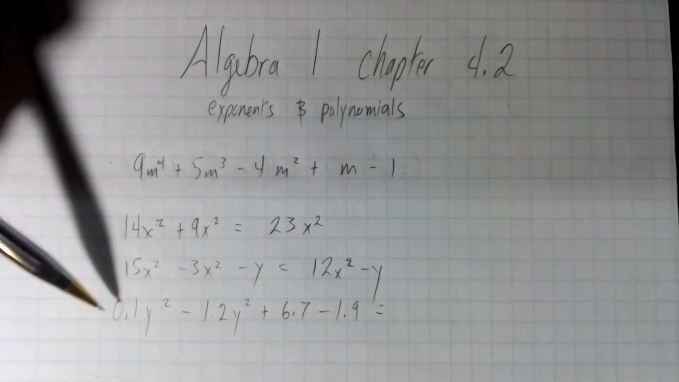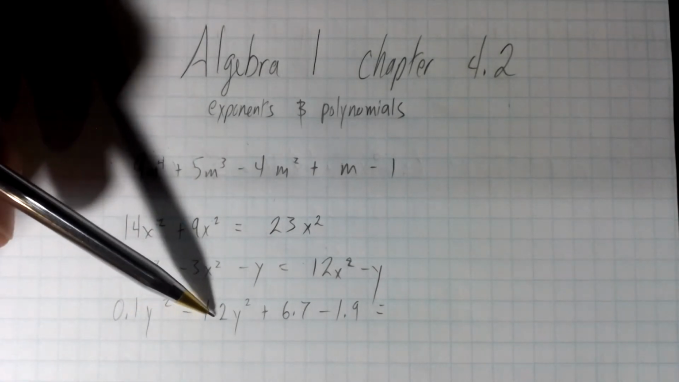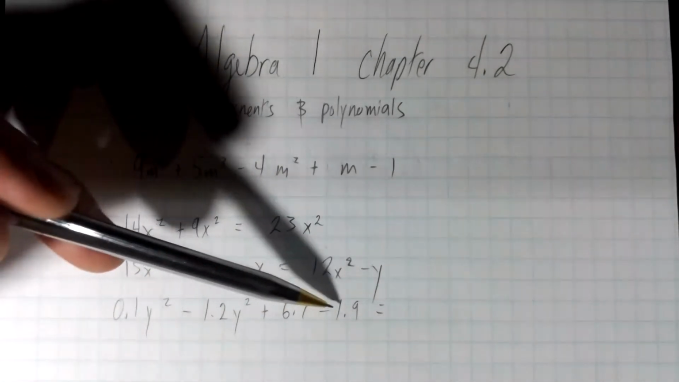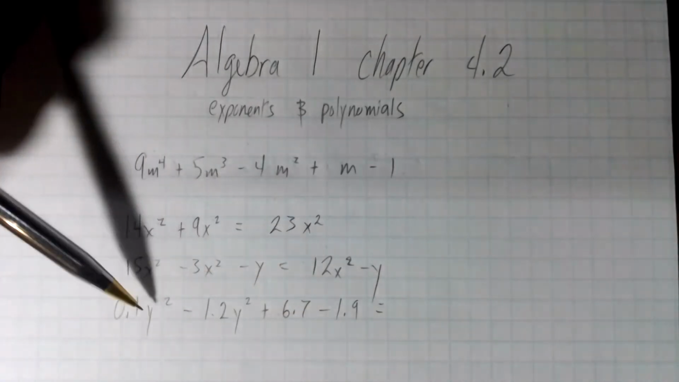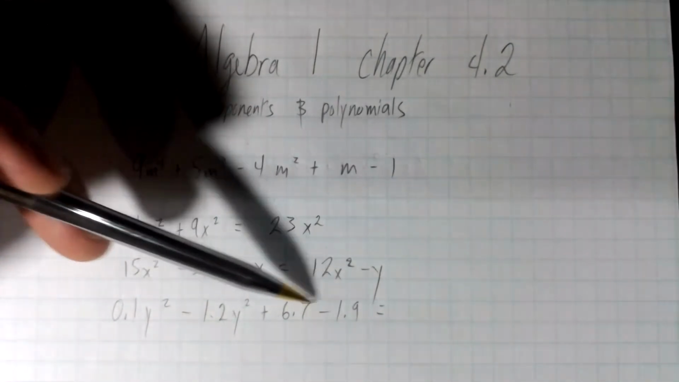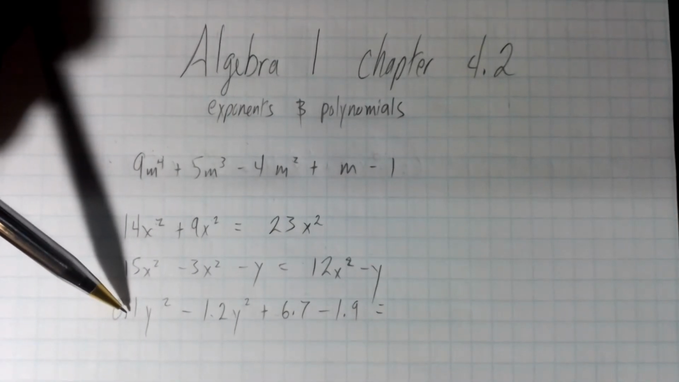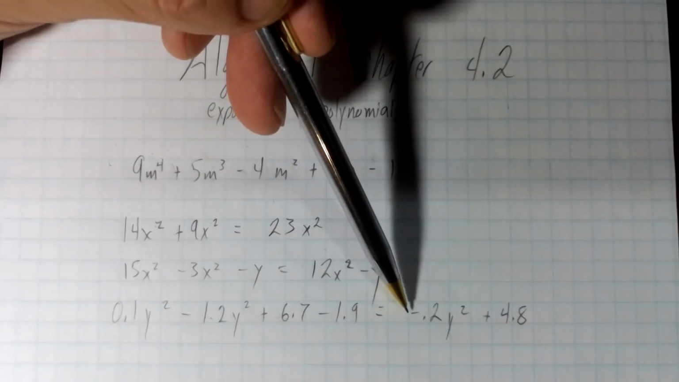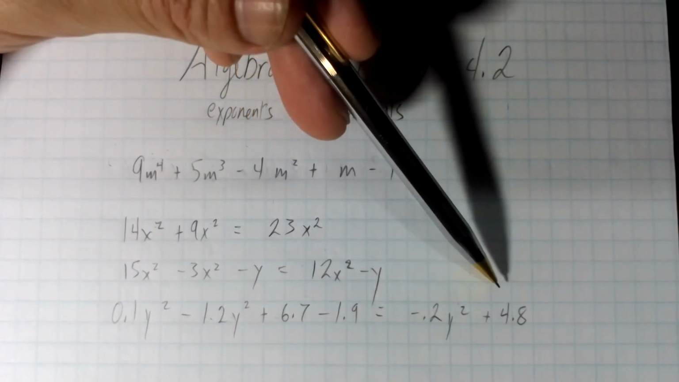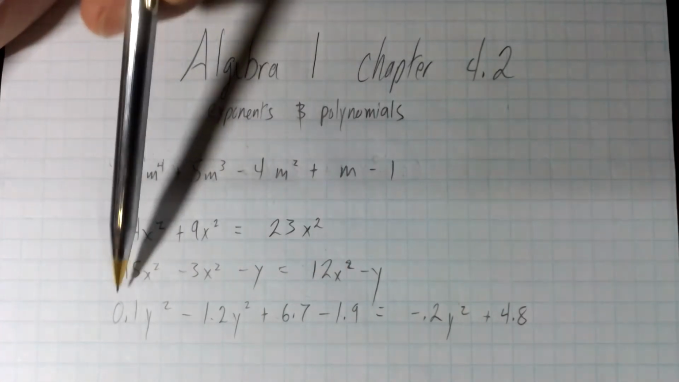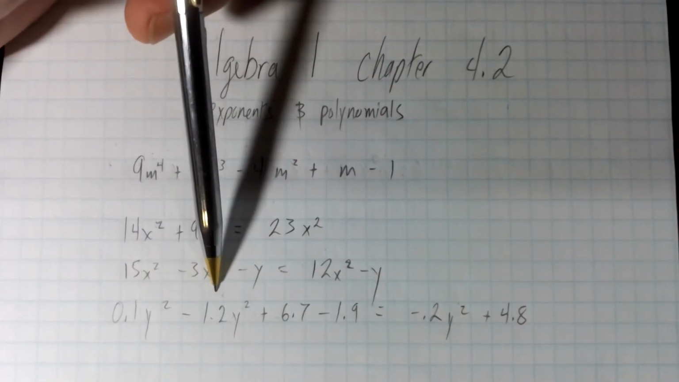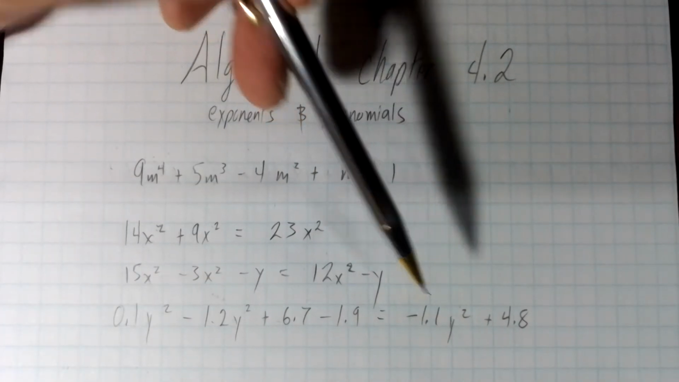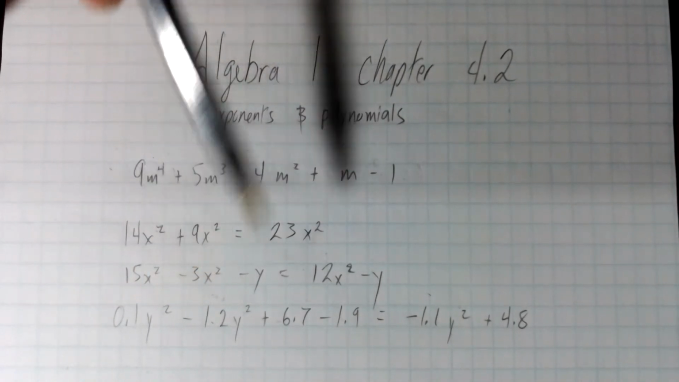Here is my next problem. 0.1y squared minus 1.2y squared plus 6.7 minus 1.9. I can combine these two. These are like terms, just as these are like terms. So I can add 0.1 to negative 1.2, and I get a negative 0.2y squared plus 4.8. And I have a correction. I looked at this number incorrectly. Turns out it's negative 1.1. My mistake. I thought my 1 was over here, and no worries.